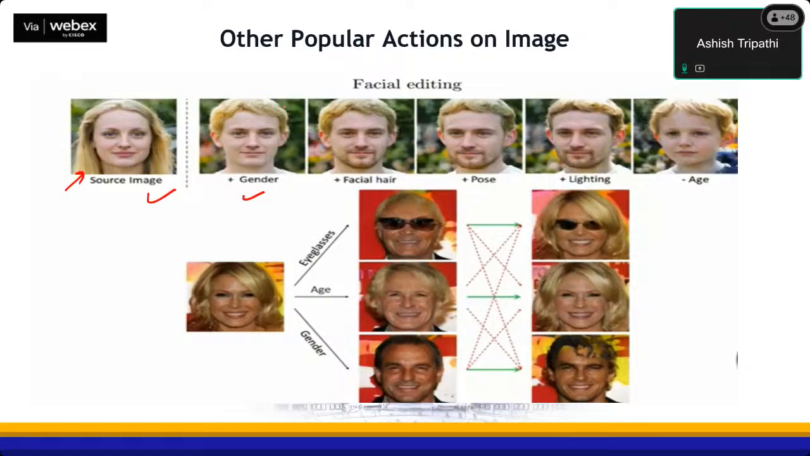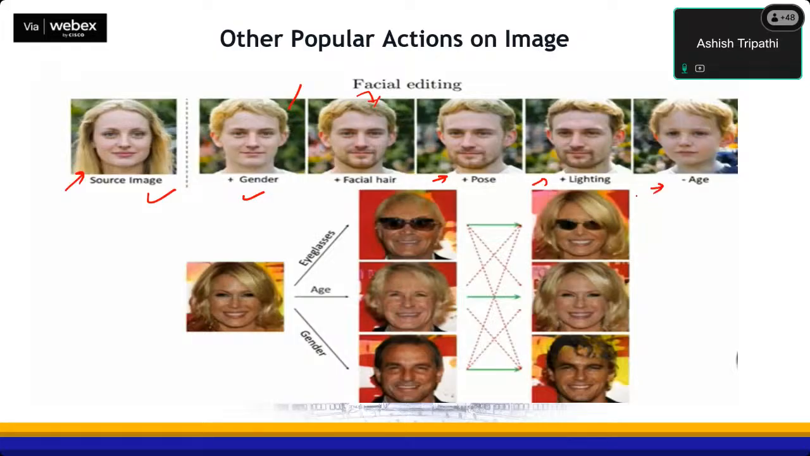For example, if we want to add a beard or change the hairstyle, we can also do it using generative adversarial based models. That is the changed version of this image. We can also do a pose change, which is also called style transfer. We have just changed the pose of this image. This is the lighting. If I want to reduce the age, we can also do it like this.